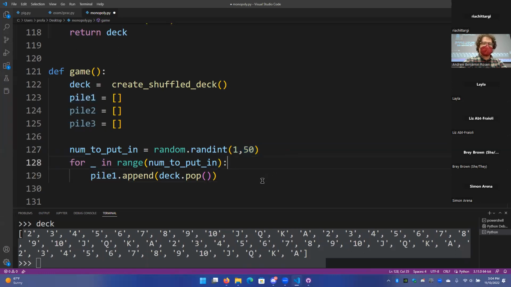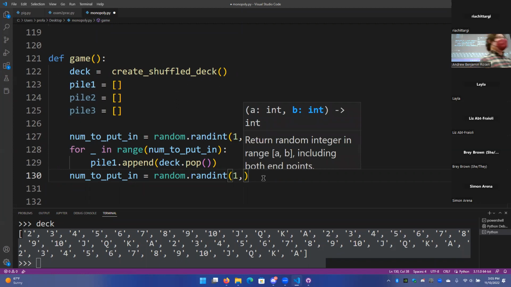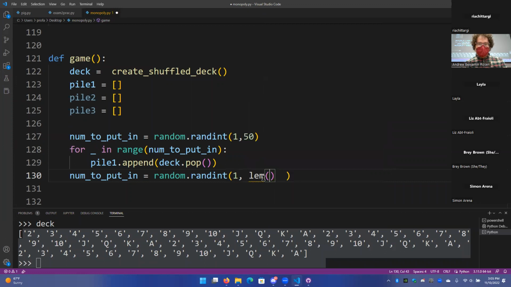Okay. So we're going to have some number left. All right. And we'll do that for pile 2. But we're going to have somewhere between 2 and 51 left. So here, rather though, we don't know the hard number that's going to be. We can do subtraction, but why bother doing subtraction when we can just simply ask for it, which is the length of the deck.